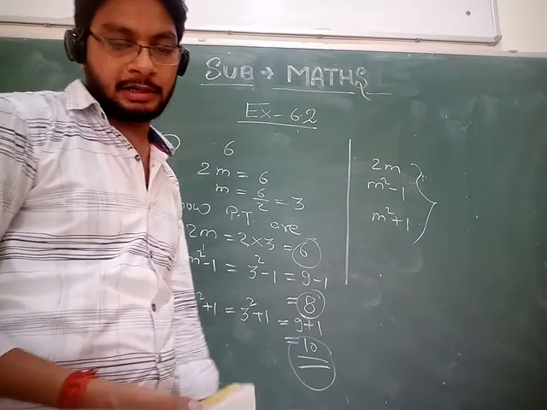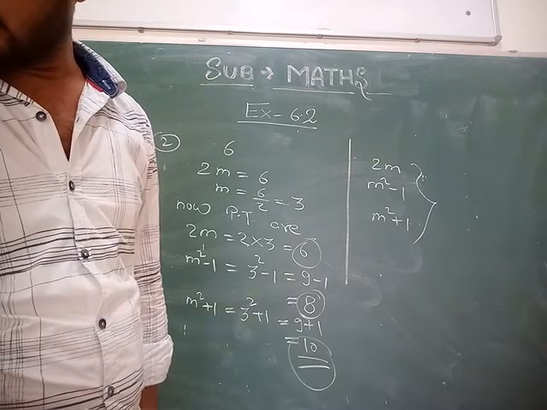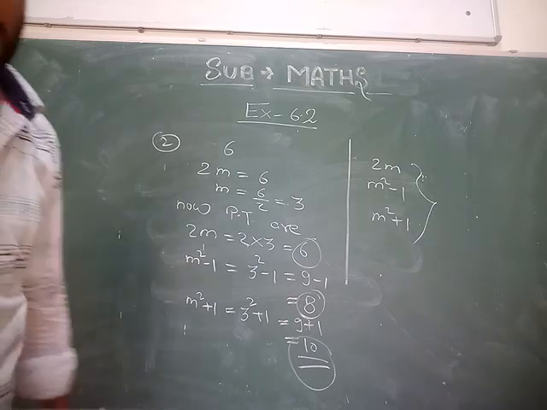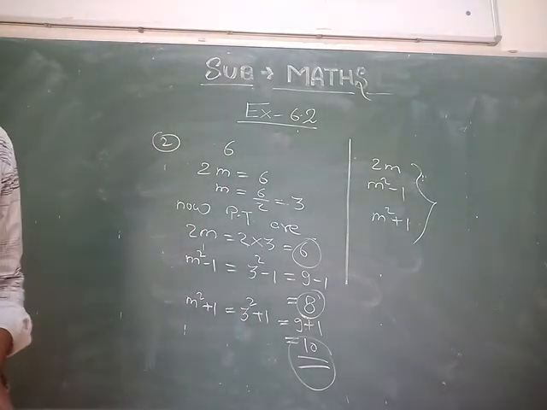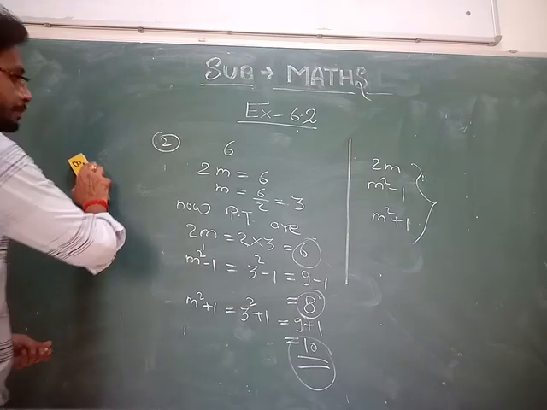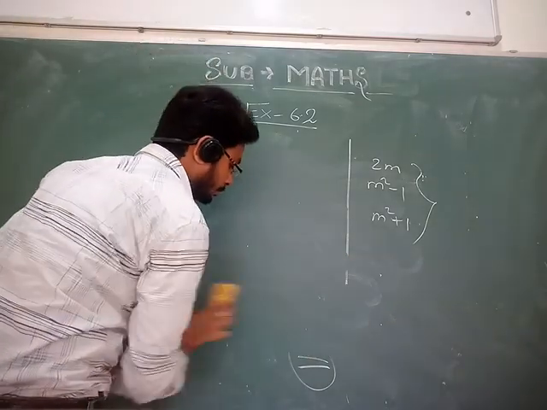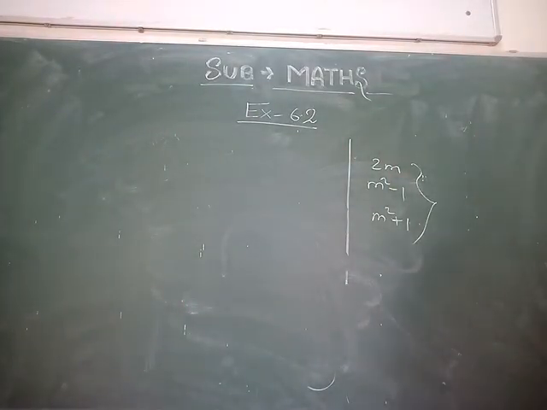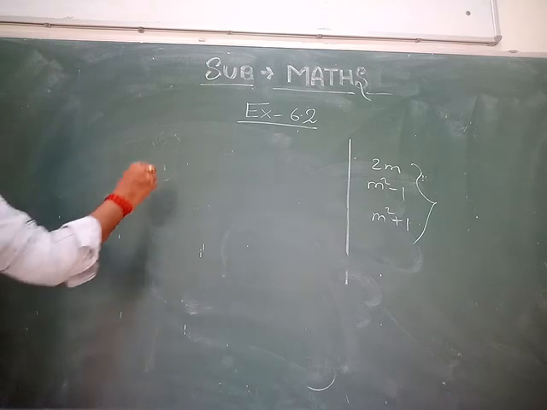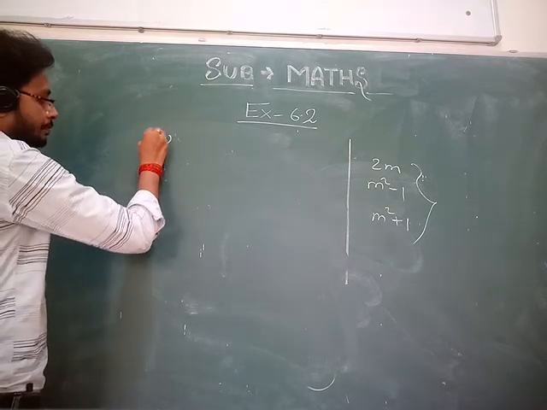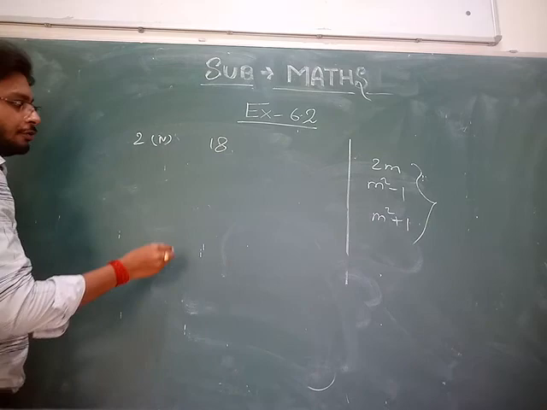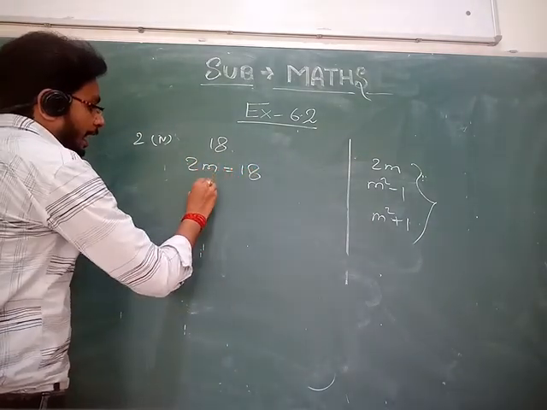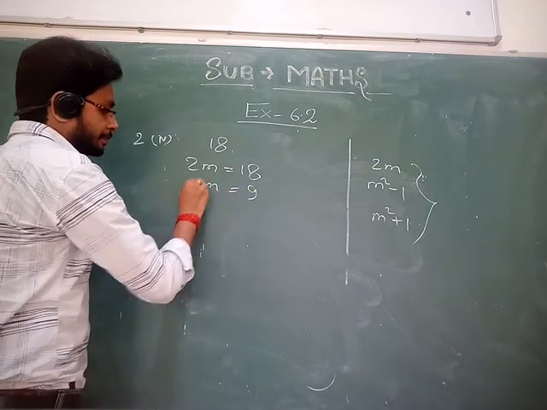Now, okay, solve another part of this question, that is the last part of the second question. In the last part, one number is given, that is 18. So how will you write? You will write 2m is equal to 18. You will get m equal to 9.